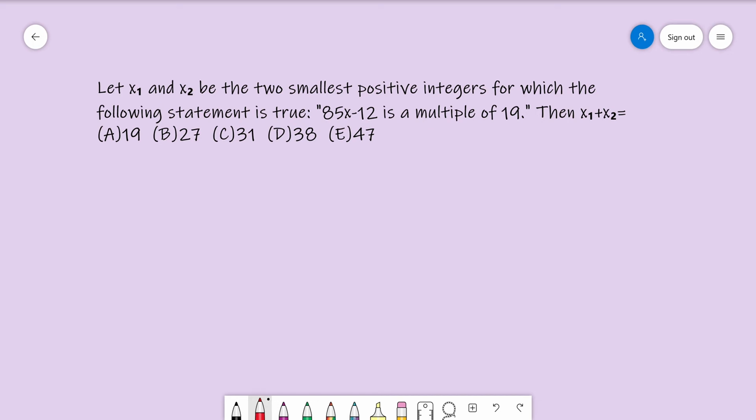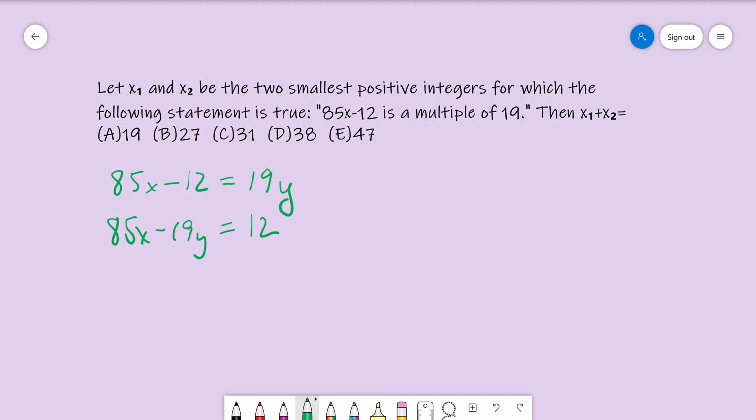Well, if you rewrite this as an equation, you get 85x minus 12. And what does that mean as a multiple of 19? Well, it means that it's equal to 19 times some integer y. This looks a lot like a Diophantine equation, and actually if we bring the 19y over to the left side, we'll have 85x minus 19y equals a positive 12. And this is a Diophantine equation.